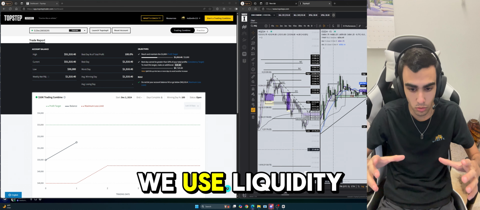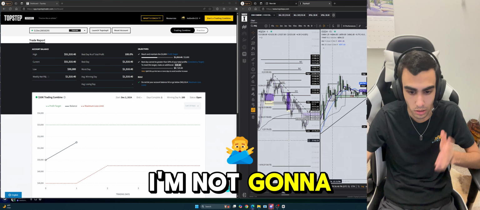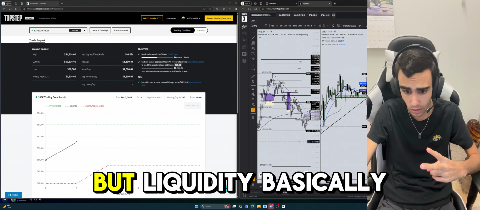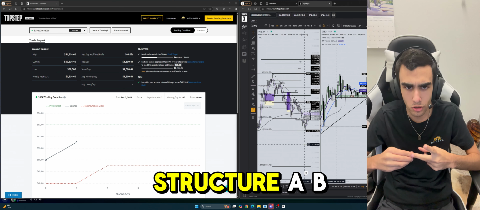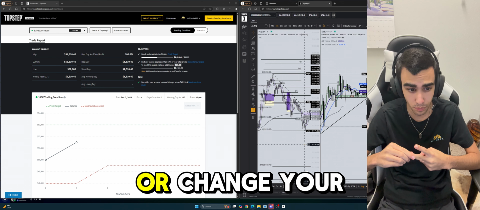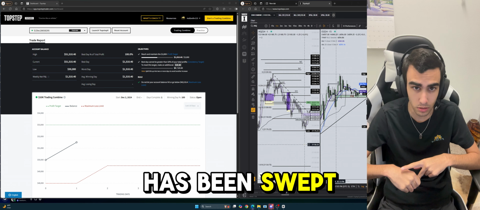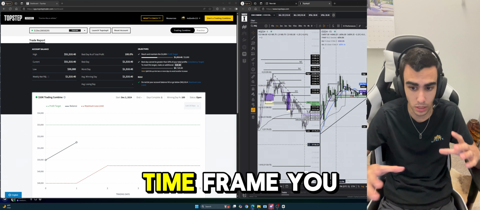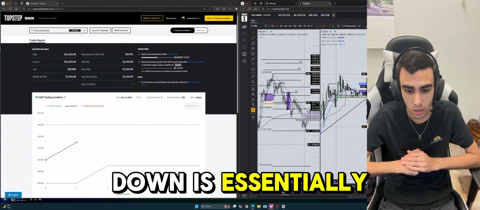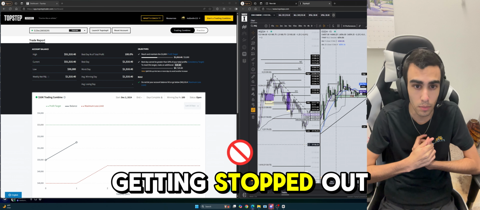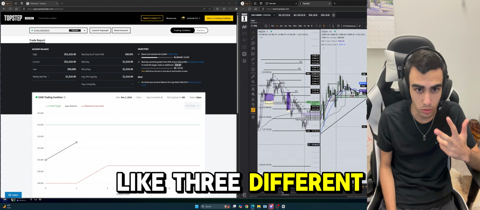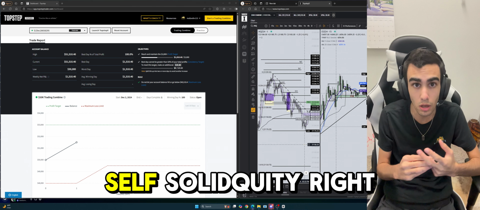So how do we use liquidity to our advantage, right? Like I said, I'm not going to get into how we identify liquidity because that's going to be in part two. But if you have a market structure shift, a BOS, right? Basically, if you have the break of structure and it continues up, and then you have an MSS or a change of character, that means liquidity has been swept, probably in the higher time frame. Depends on what time frame you look at, right? So liquidity broken down is essentially an area where people are getting stopped out, getting filled on their orders, or take profits are getting hit, and those are the three different types of liquidity. Now, there's buy side liquidity and there's sell side liquidity, right?